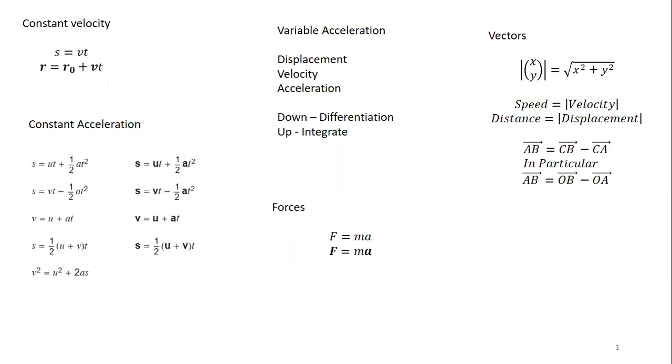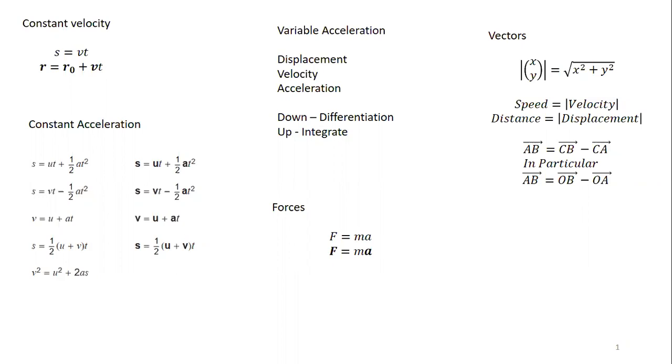Forces, F equals ma, or in vectors, F still equals ma, just the F and the a are vectors. And just some general vectors knowledge. So you know the magnitude is just Pythagoras. Speed is the magnitude of velocity. Distance is the magnitude of displacement.